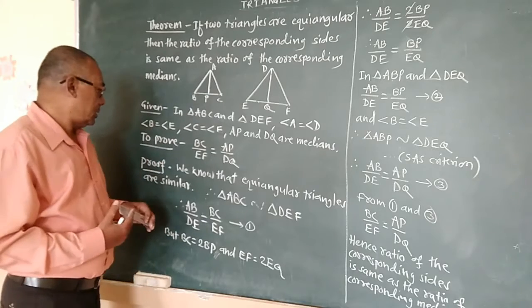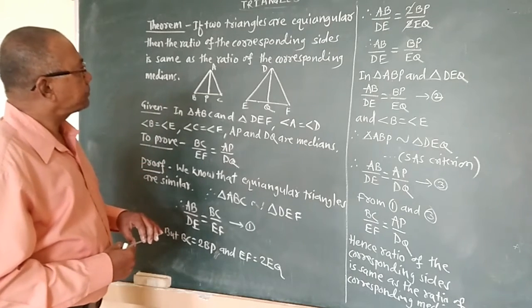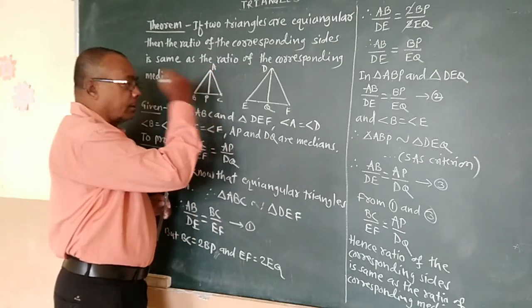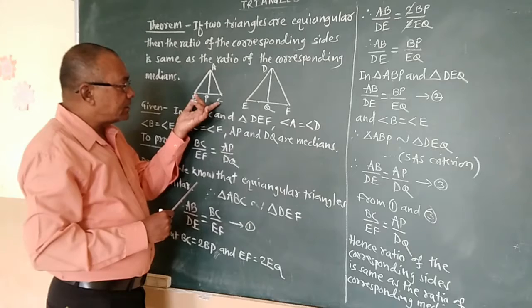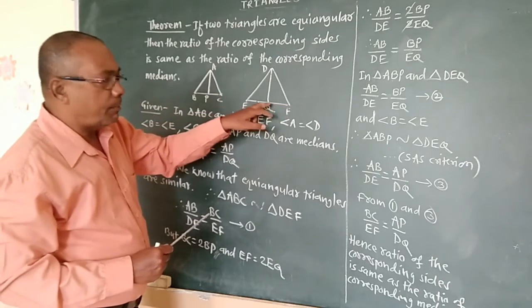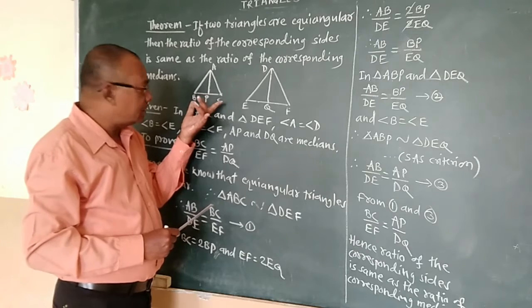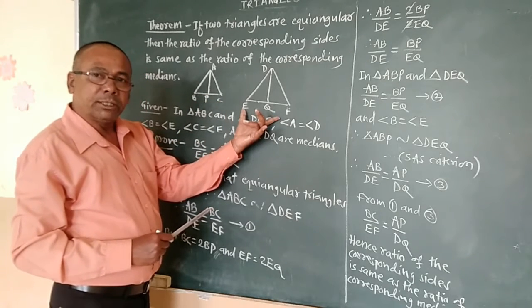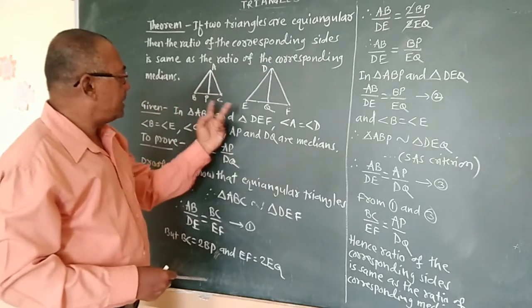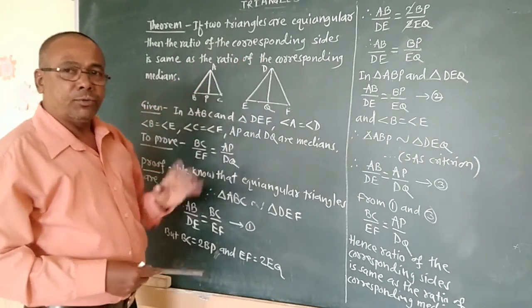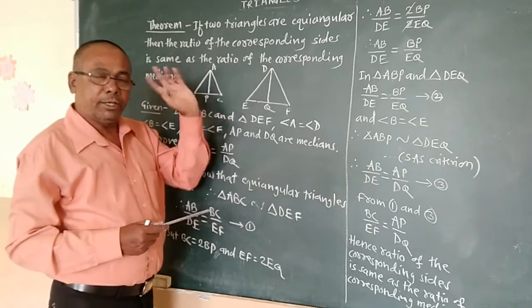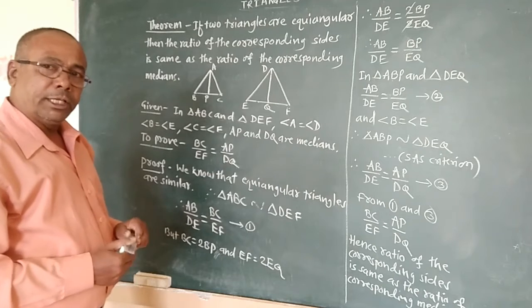Now to prove, we have to prove the ratio of the corresponding sides. Here median AP intersects side BC in a point P, and median DQ intersects side EF in a point Q. So we are going to see the corresponding sides, that is BC upon EF, and the ratio of medians is AP upon DQ. So BC upon EF is equal to AP upon DQ. We have to prove this ratio. Now we have to see the proof.